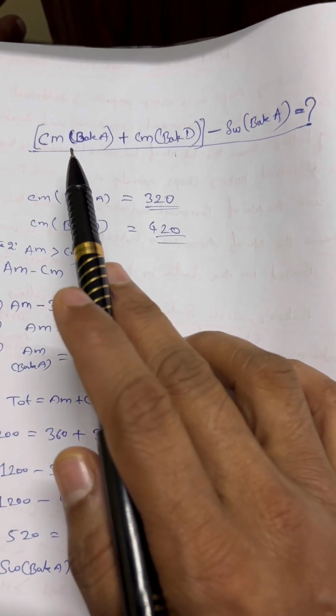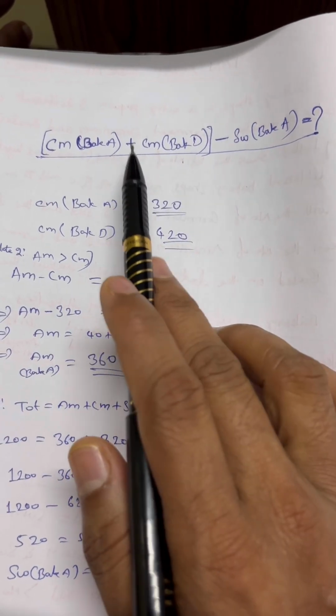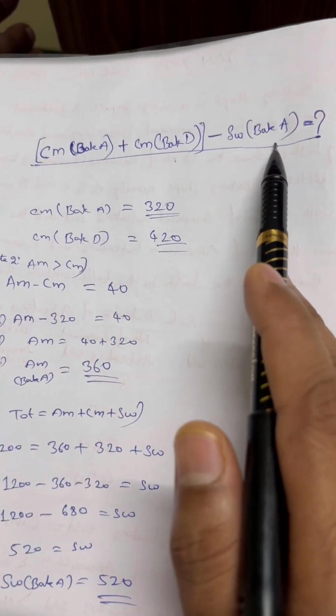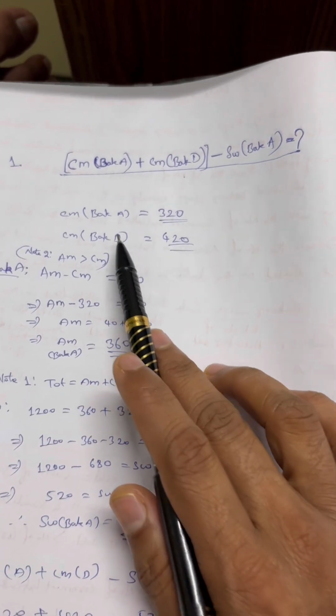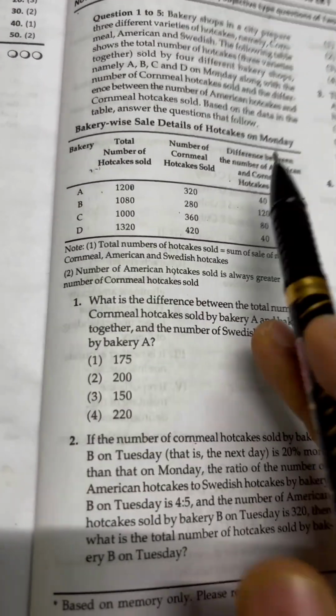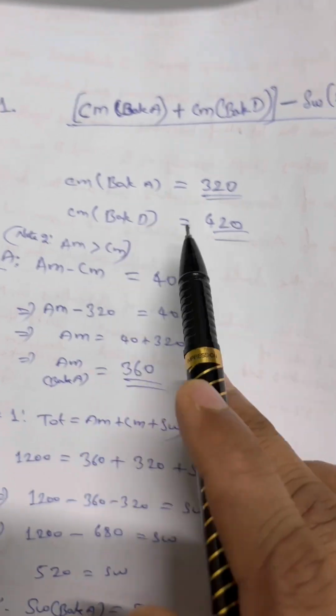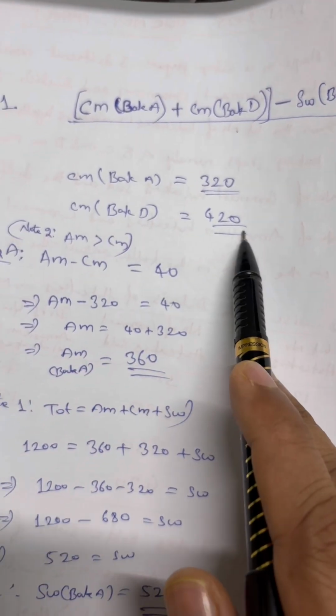Okay. So they are asking cornmeal of bakery A and bakery D together. Difference between cornmeal of A and D together and Swedish of bakery A. So this you have to add and this you have to subtract. Now this one they have given directly from the table here. Cornmeal directly they give 320 plus 420. Bakery A is 320, cornmeal of bakery D is 420.